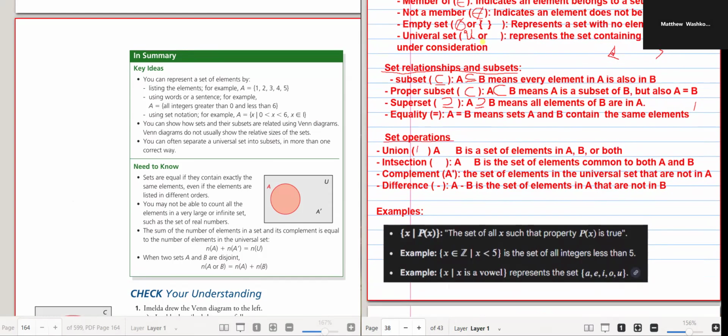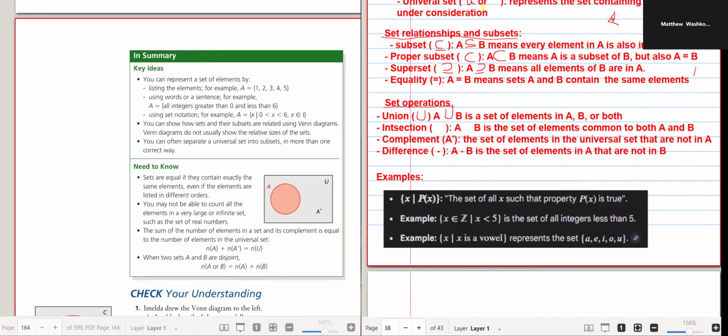Next we have union. This is just a big old U. So A union B means something is in A or B or both. Intersection means only stuff that is in both. So there's a U for union and an N for intersection. Actually, technically it's an upside down U, but you can pretend it's an N. Complement, remember, is that little prime symbol there, and then difference is just a little minus sign here.